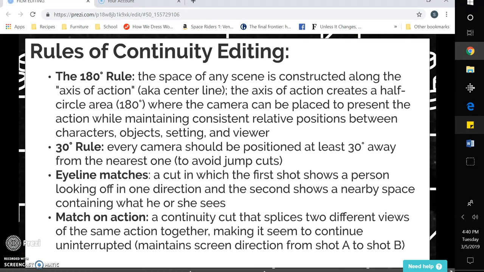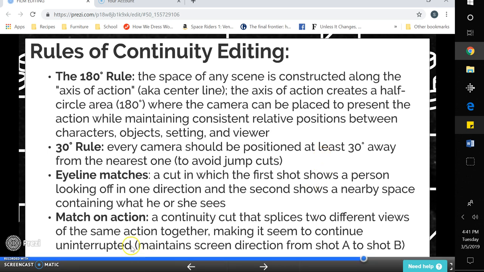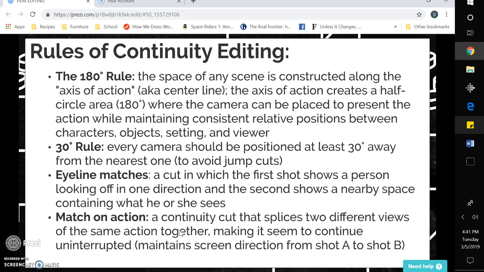So if I have a 180-degree semicircle, let's just say that I'm going to cut across the middle of the screen here. This is my center line. Everything on this side of the screen, this semicircle, if I put my camera over here to film what's on the other side of the line, then everything is going to remain in a consistent order and consistent relative positions. As soon as I cross the 180-degree line, as soon as I cross the axis of action with my camera, suddenly it looks like I flipped things. It looks like my characters are in different places than they were before. The action is moving in a different direction, and this might be disorienting or jarring to the viewer.